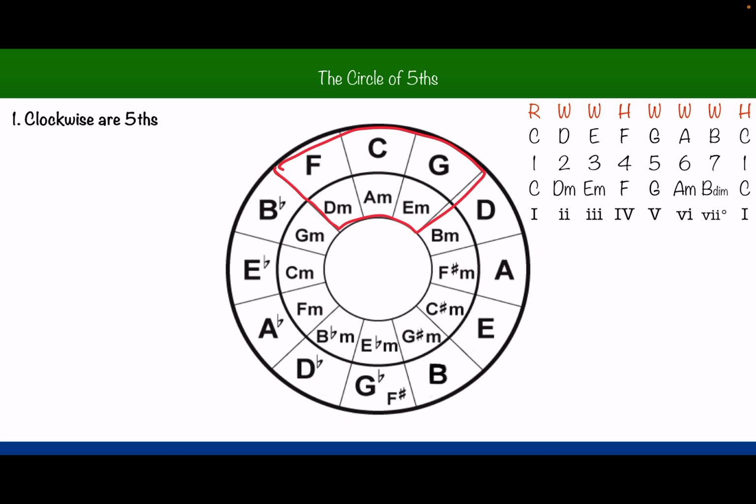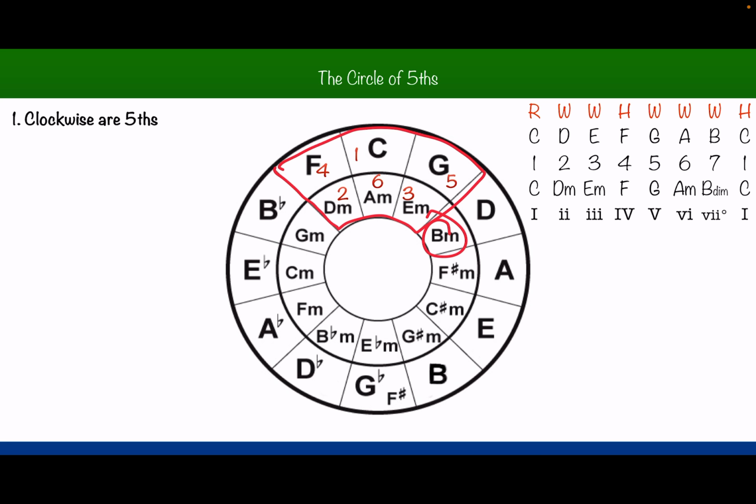All right, so we know C is the 1. We know D is the 2. I mean, we're just going in order. E is the 3, F is the 4, G is the 5, A is the 6. The only thing that the circle of fifths doesn't hit you over the head with is what the 7th is. Well, here's the cheat sheet for that. The 7th is always next to the 3.